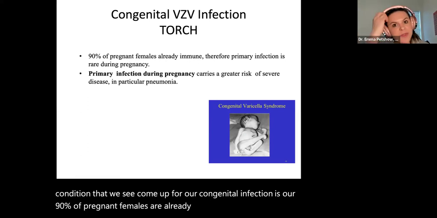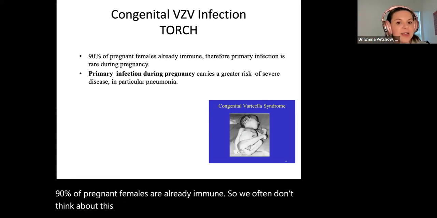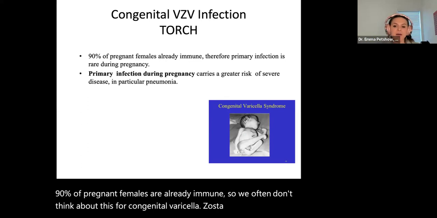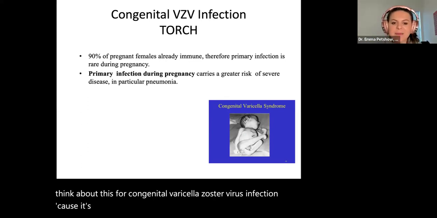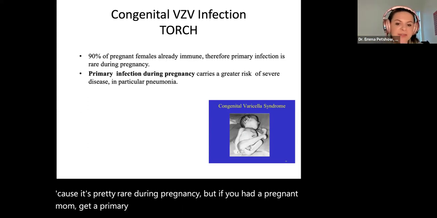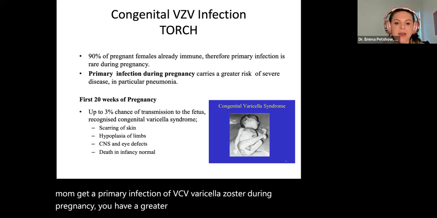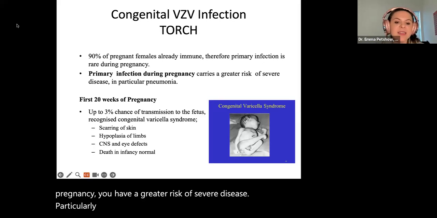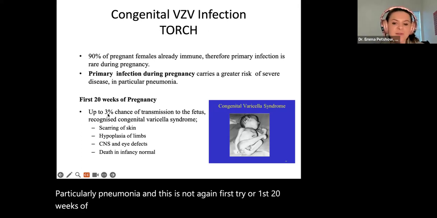So we often don't think about this for congenital varicella zoster virus infection because it's pretty rare during pregnancy. But if a pregnant mom gets a primary infection of VZV, varicella zoster, during pregnancy, she would have a greater risk of severe disease, particularly pneumonia. And this is, again, the first trimester or first 20 weeks of pregnancy. There's a 3% chance of transmission to the fetus.